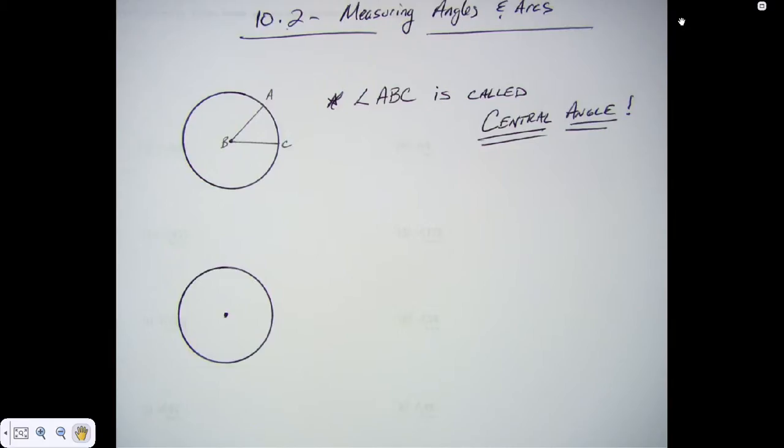Why do you think it's called a central angle? Because it's in the center.